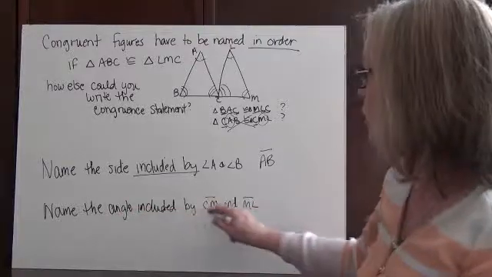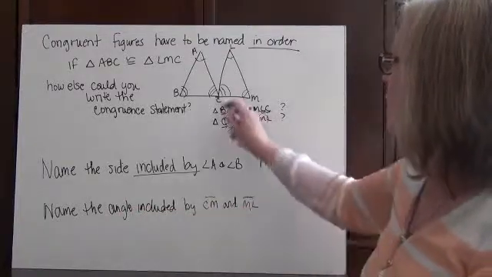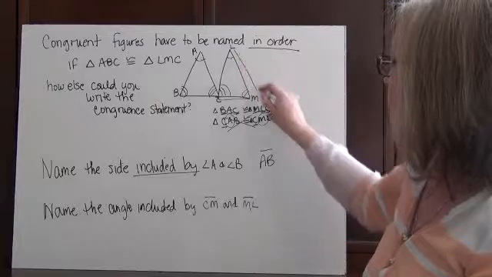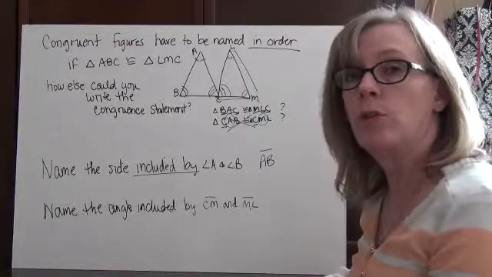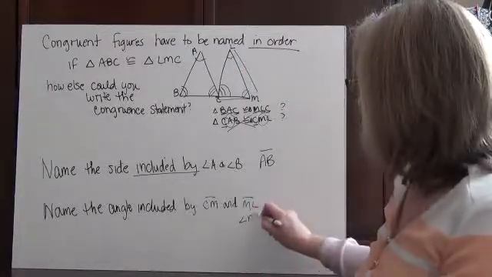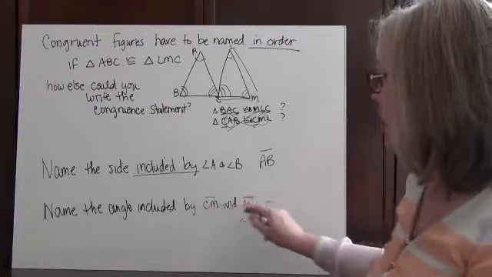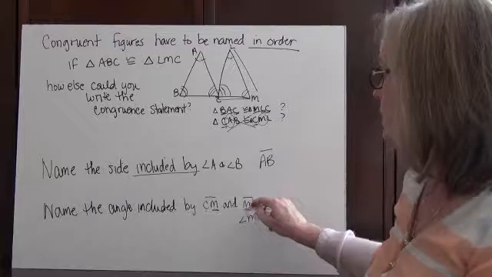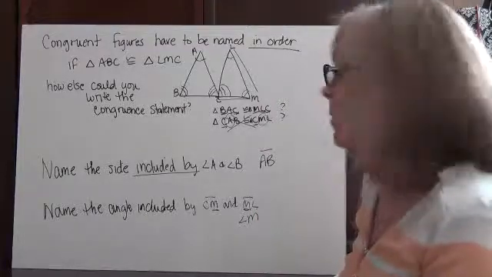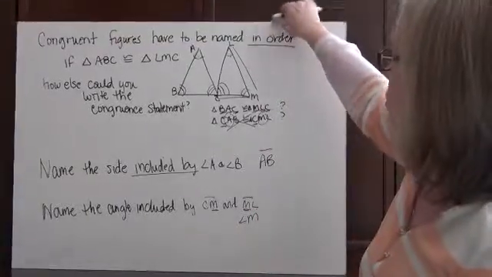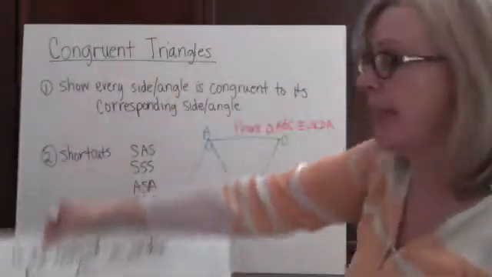Okay? So included by, when you see it, it means between those two. Name the angle included by CM and ML. So here's CM and here's ML. Which angle is between those two? It's angle M. And you might see clues in the names. CM and ML both have an M in them. Means they're probably sharing angle M. So the first thing we had to think about was, how do we name these figures?